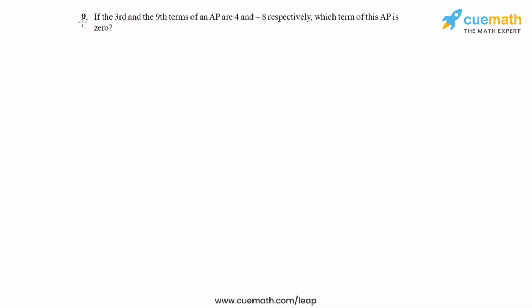The problem statement in question 9 is as follows. If the third and the ninth terms of an AP are 4 and -8 respectively, which term of this AP is 0? So I'm going to show you two ways to solve this. One is a simple visualization that can help you solve it quickly within a few seconds.